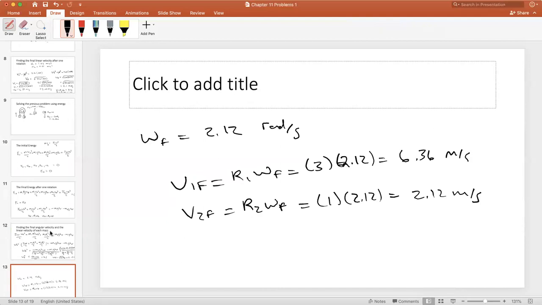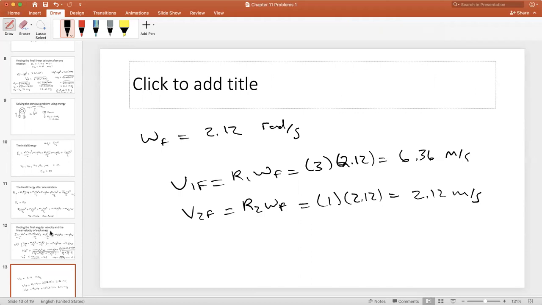So our numbers are a little bit off. They're a little off from rounding errors that I made, but they're close. So using energy, I think, is easier. It requires a little bit more insight into what's going on. But I would definitely prefer doing energy over doing the torques and Newton's equations.